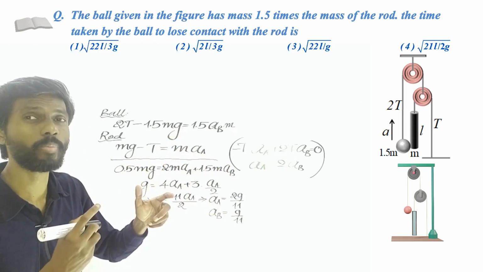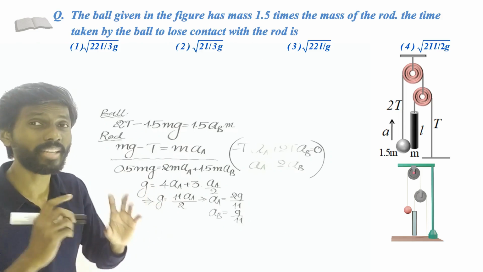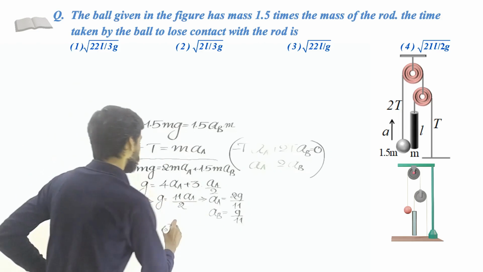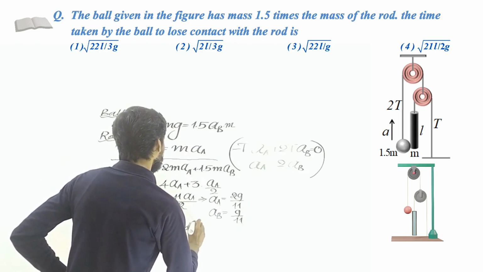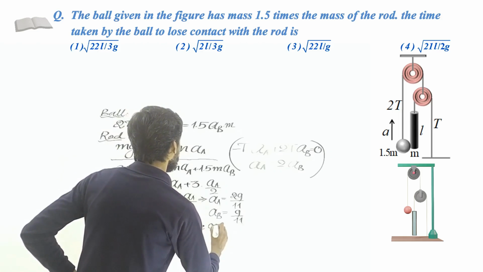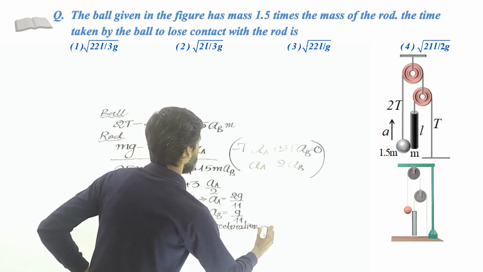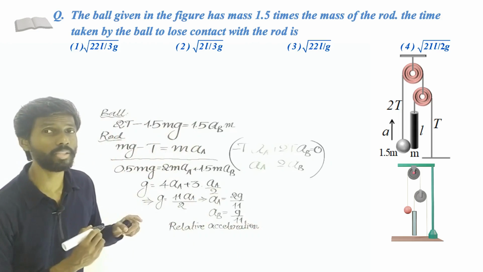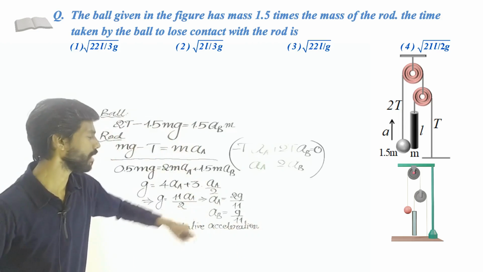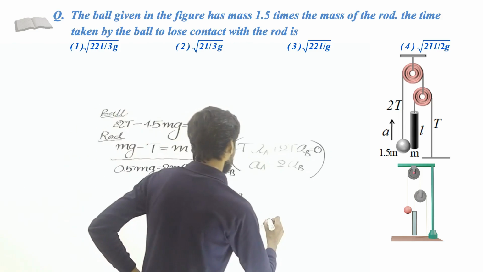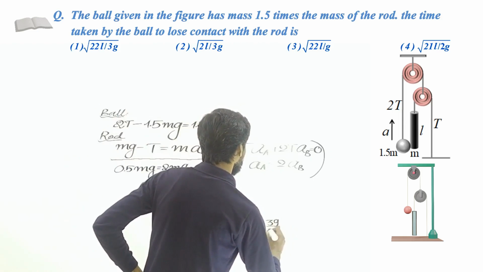The relative distance to be covered is L. That means we have to find the relative acceleration. So what is the relative acceleration here? These objects are moving in the opposite direction. Okay, the relative acceleration is simply you have to add these two, right? Because opposite direction, so we have to add these two accelerations, which is 3g divided by 11.